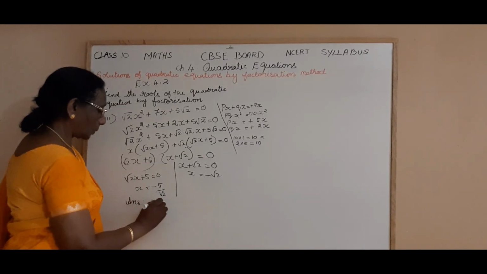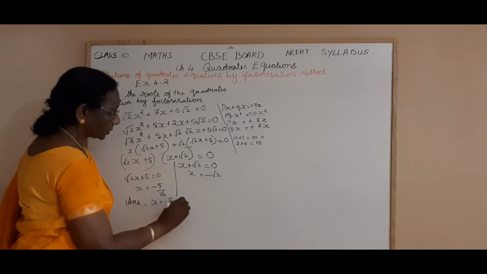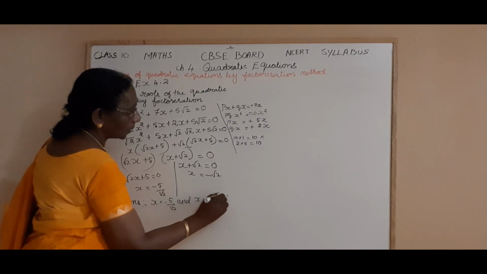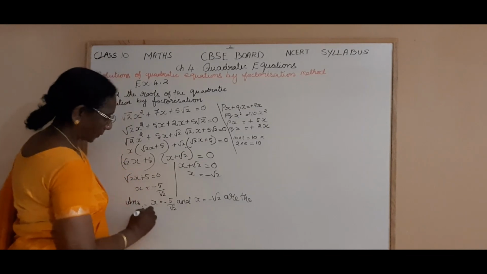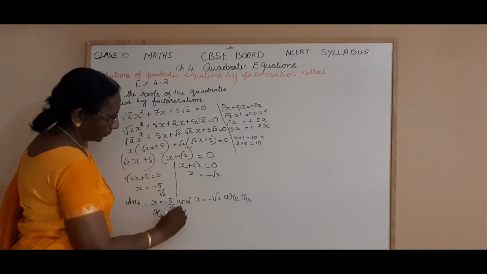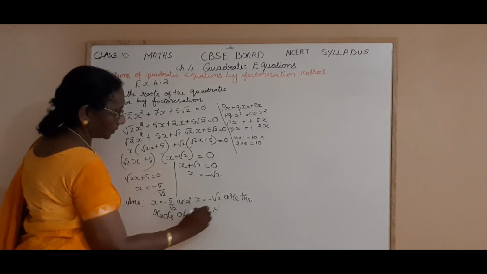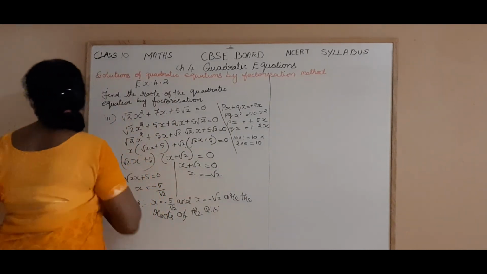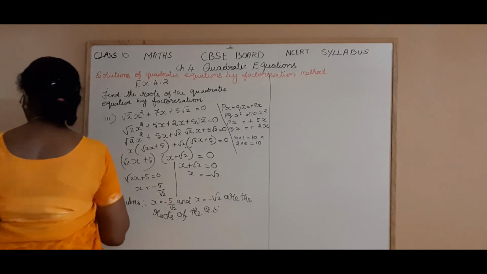X is equal to minus 5 by root 2 and x is equal to minus root 2 are the roots of the quadratic equation. Okay. Now we'll move to sum number 4 in that.